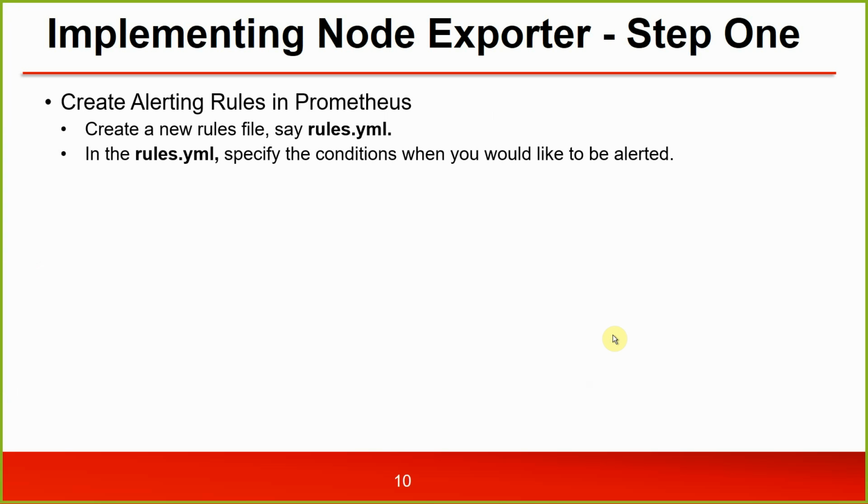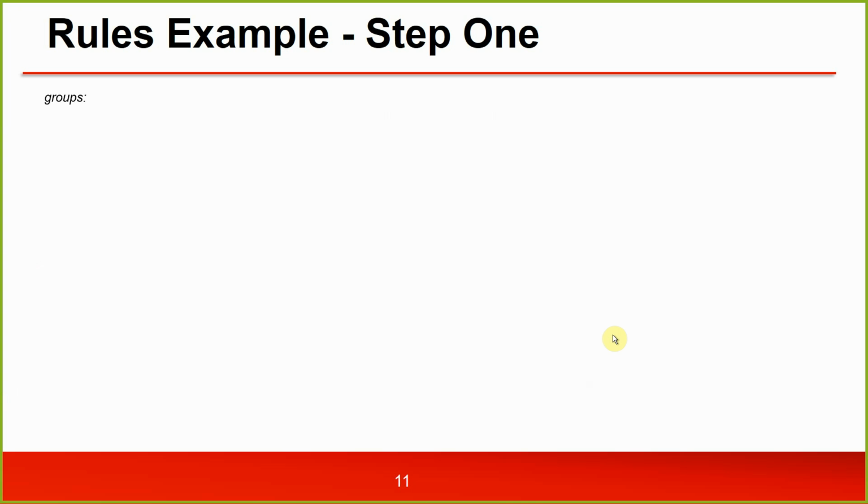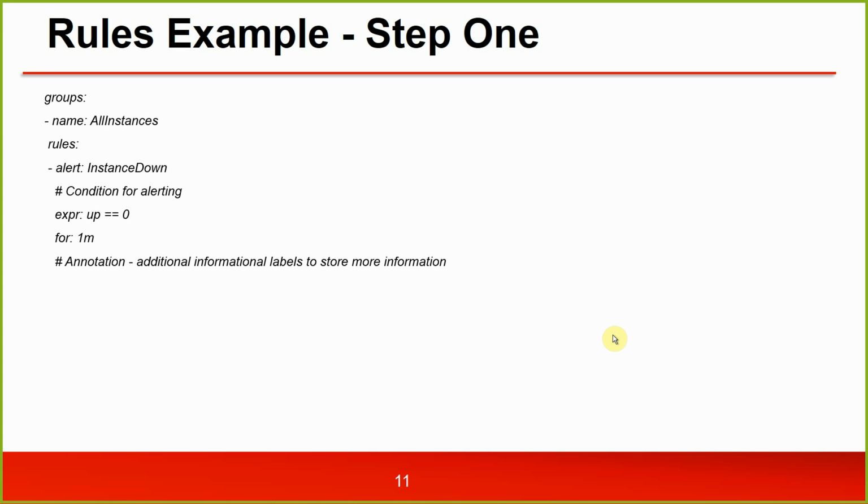Implementing node exporter step by step. Step 1, create alerting rules in Prometheus, say rules.yml. In the rules.yml, specify the condition when you would like to be alerted. So this is a rule example. Group is all instances. Rules, alert is InstanceDown. For the condition for alerting, you are specifying the expression up == 0 for 1 minute. So if the instance is down for 1 minute, because we are saying up equal to 0 for 1 minute, this is the condition.